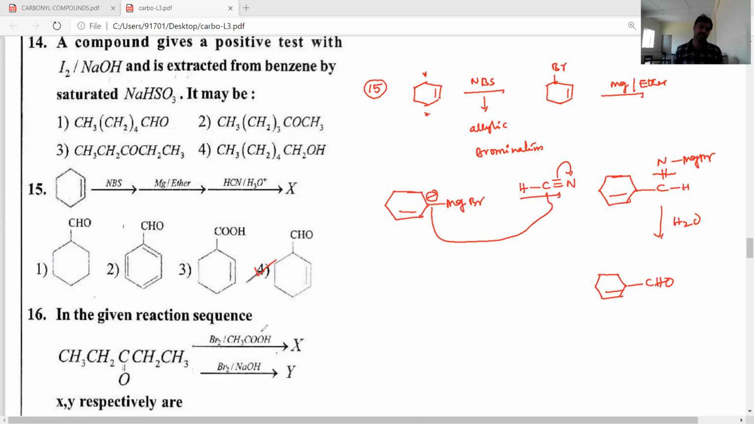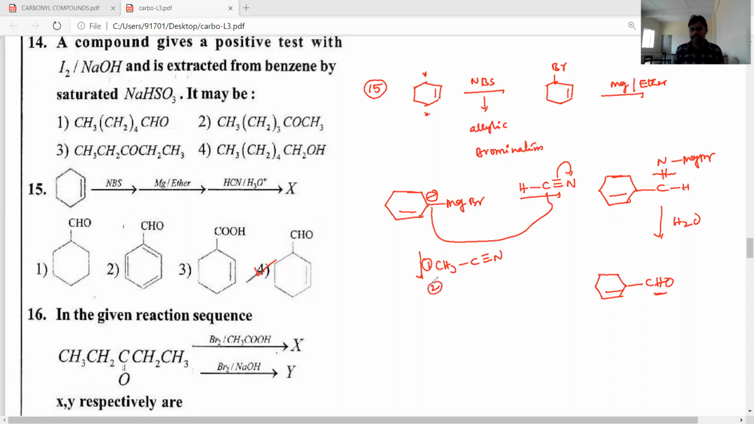Okay, students, this conversion is very, very important. First, allylic bromination takes place. Later it is converted into a Grignard reagent. The Grignard reagent is treated with hydrogen cyanide, HCN, followed by hydrolysis, and we get an aldehyde. Instead of hydrogen cyanide, if it is treated with methyl cyanide, CH3C triple bond N, then what is the product?